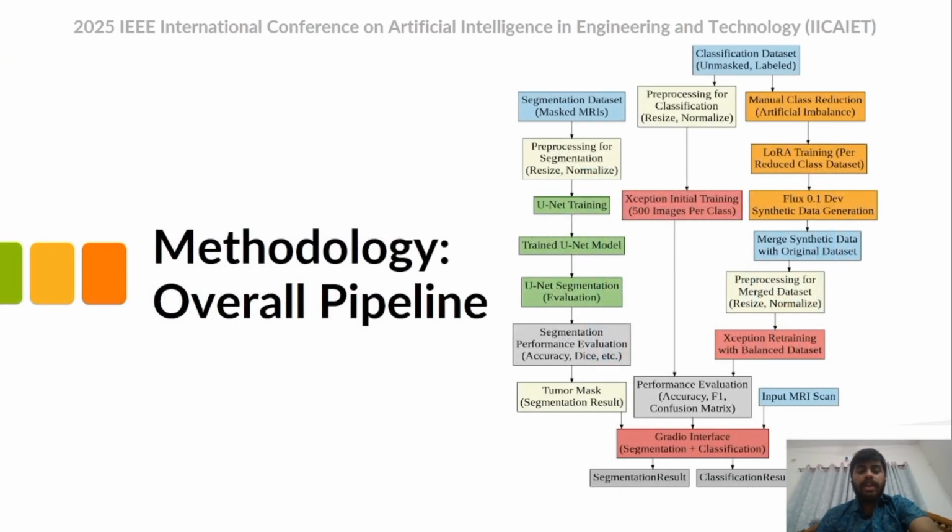We then trained a LoRA adapter on the few remaining images and used it with Flux to create new artificial images. Finally, we added these new images to our dataset to make it balanced again, and we retrained our Xception model. We then tested how much better it performed. We repeated this process for all 4 classes.